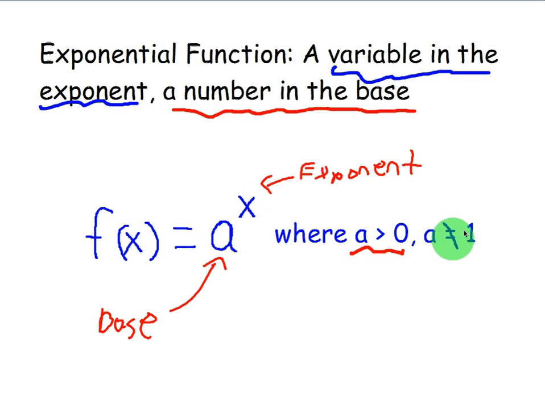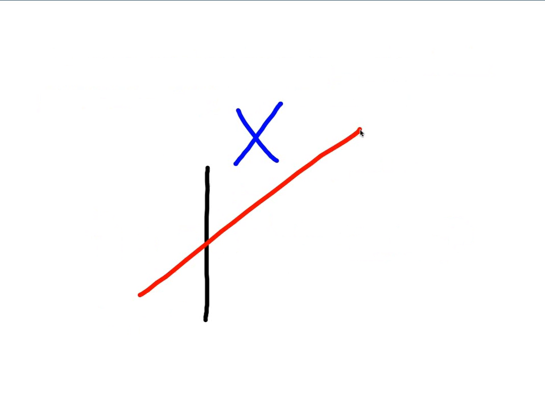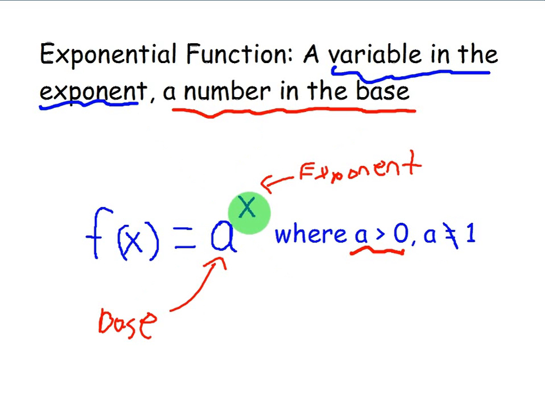And also, if a were 1, it wouldn't really be an exponential function. Does anybody know why that is? If I just wrote 1 to the x, it's always 1. 1 cubed, 1 to the 4th, 1 to the negative 7th. It's a straight line. So it's not really an exponential function. But as long as the base is positive other than 1, you have an exponential function. Any questions on that?